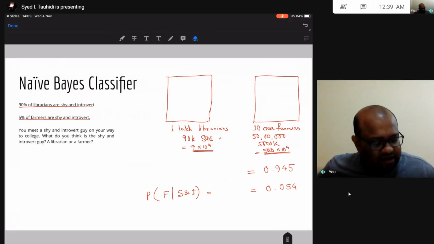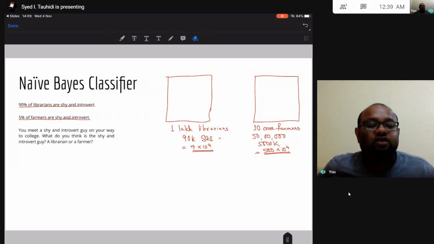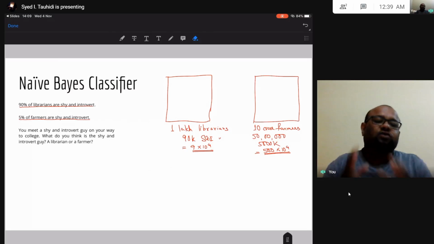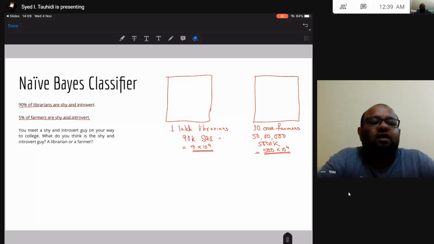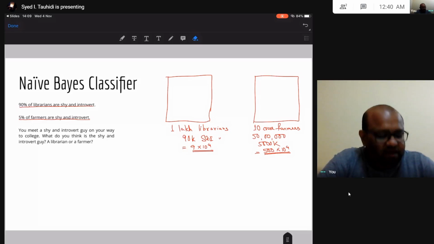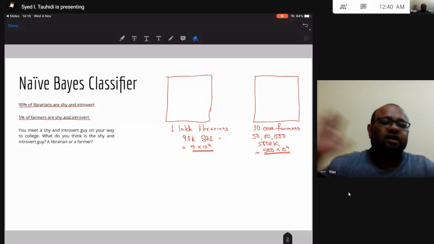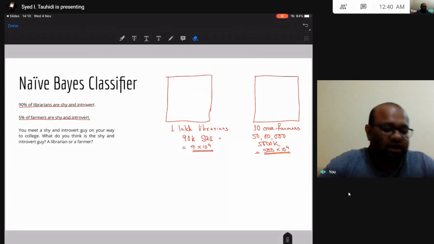Okay, now you can see there are 90,000 shy and introvert librarians. There are 1 lakh librarians in total. Out of this, 90% of them are shy and introvert. So there are 90,000 shy and introvert librarians. Only 5% of farmers are shy and introvert compared to 90% of librarians. But there are 10 crore farmers. So 5% of 10 crore is equal to 50 lakh.